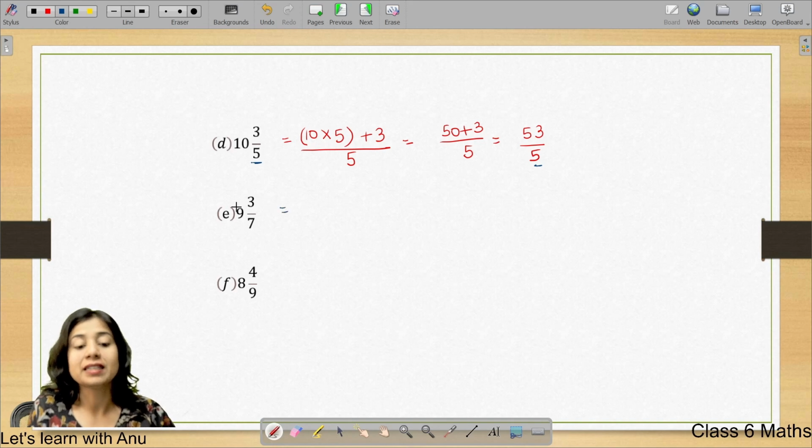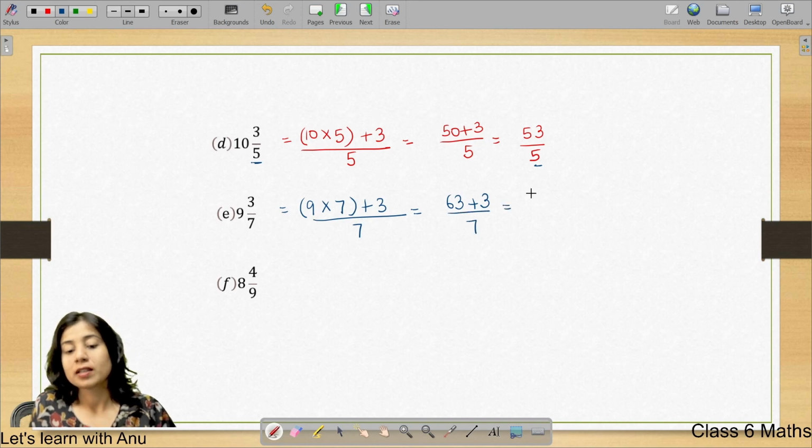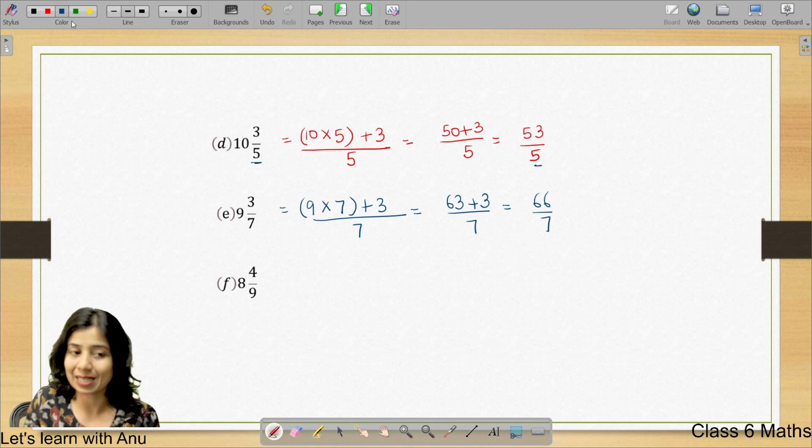E part, 9 3 by 7. So again multiply the whole 9 with the denominator 7. To this product add the numerator 3, then 7 as the denominator. So 9 into 7 is 63 plus 3 by 7. Then adding 63 and 3 we get 66 by 7. Again observe the denominator is same.